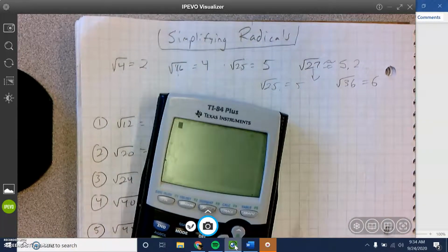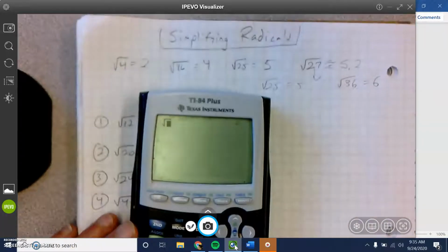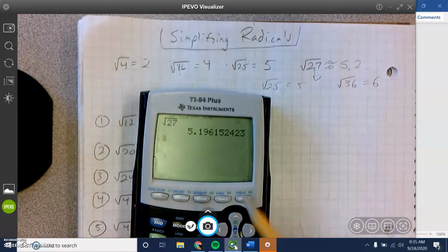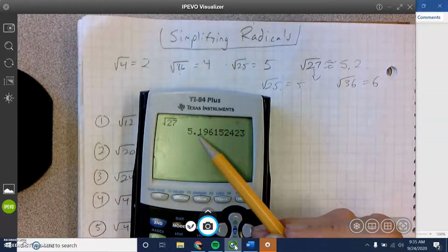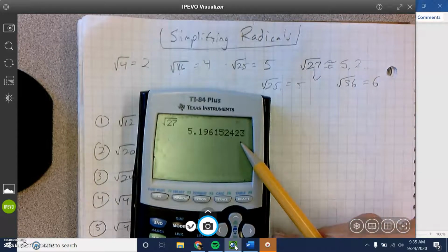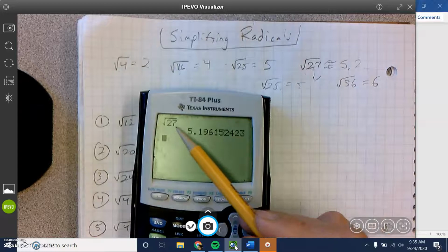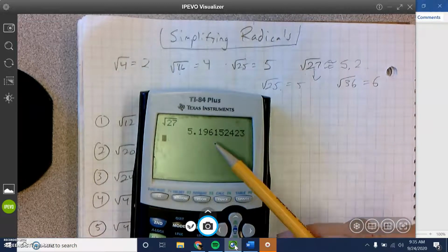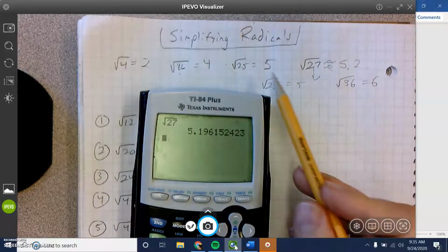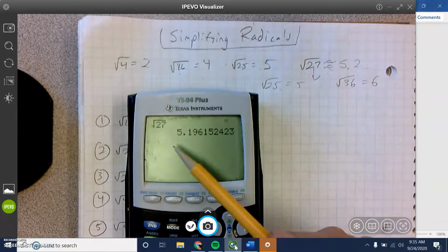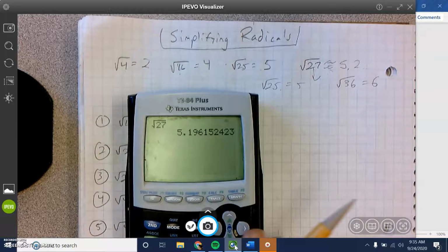So let's take our calculator. Square root of 27. Bam. Yeah, so I was pretty close. So 5.1961, this is an irrational number, just goes on forever. So how do you simplify this? Since this is not an integer like the rest of these are, we have to figure out ways to simplify these, because I'm not always going to write an irrational number out.